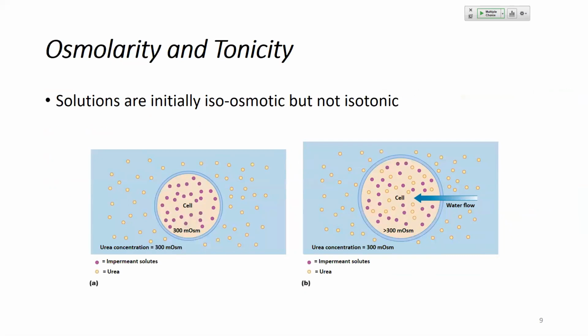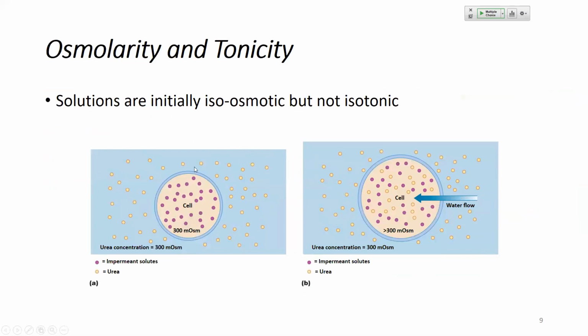So what we have is a solute that's dissolved in the intracellular fluid, and that's going to give us an osmolarity of 300 milliosmoles. In the extracellular fluid, there's a different solute. So there's urea in the extracellular fluid.